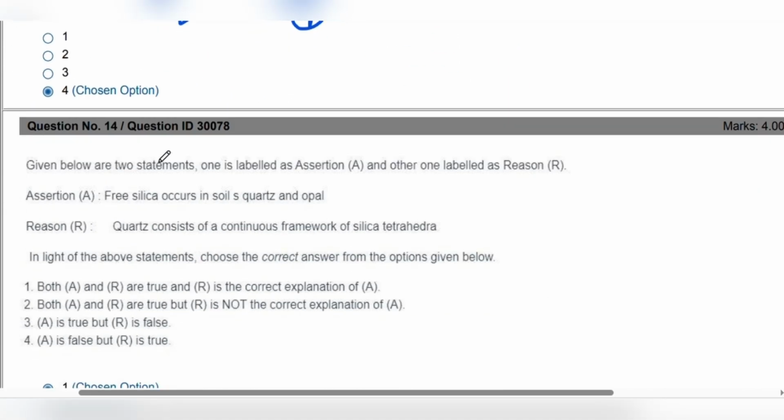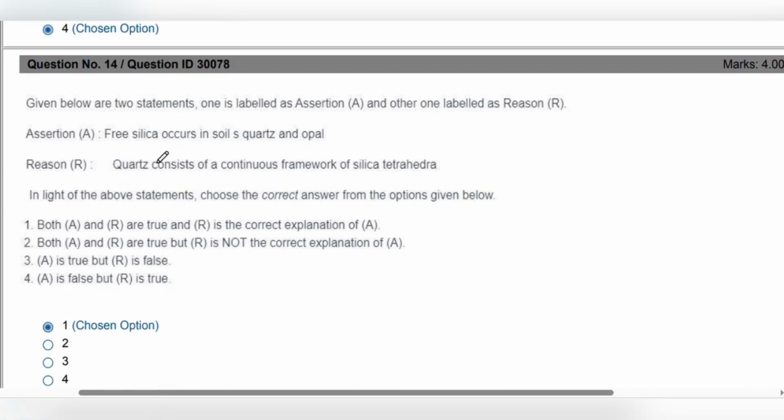Moving on, here is another assertion-reason type of question that is very important. You should know: free silica occurs in soil as quartz and opal. It is a printing mistake here, as you can see. It will be as: free silica occurs in soil as quartz and opal. True. Reason is quartz consists of a continuous framework of silica tetrahedra. This is also correct. So both the statements are correct. So 3 and 4 are gone. Now we have to decide whether it is option 1 or option 2.